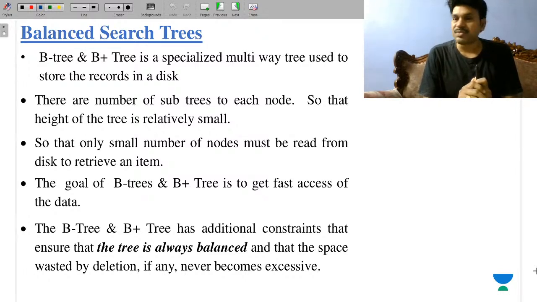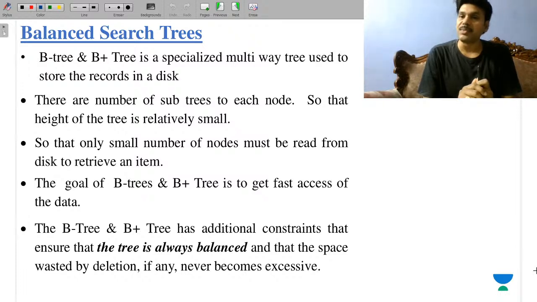That means you never find a concept of skewing. You are regularly used to seeing the skew concept in binary search trees, but you never have the concept of a skew here. There is no left skew, there is no right skew concept in a balanced search tree, as the tree is balanced.